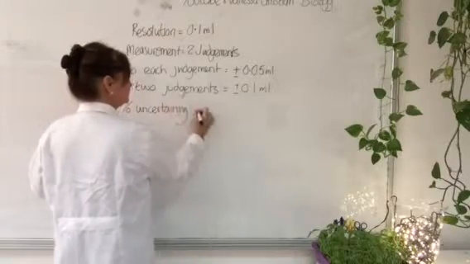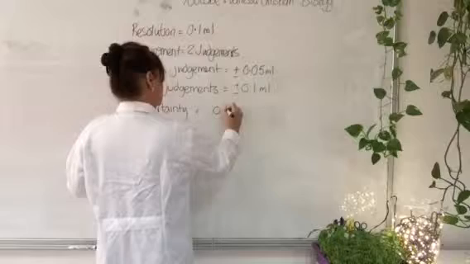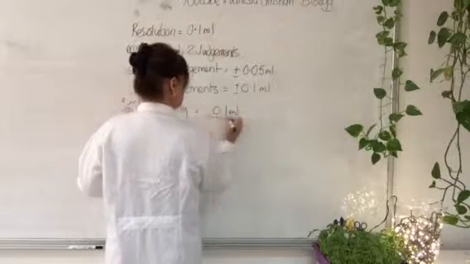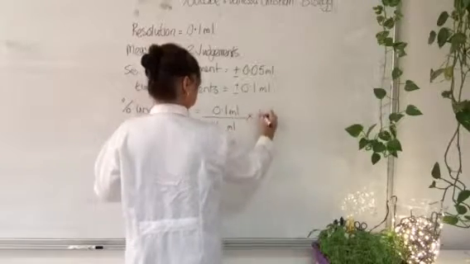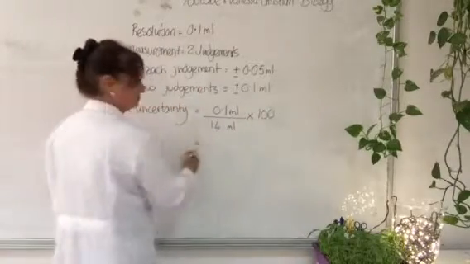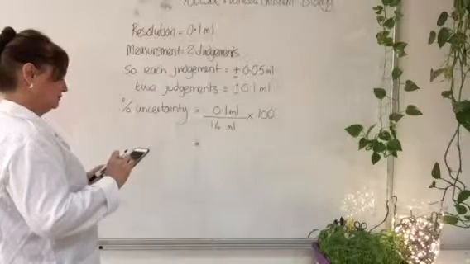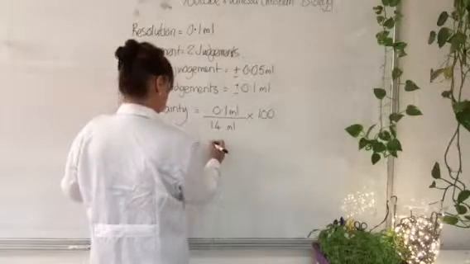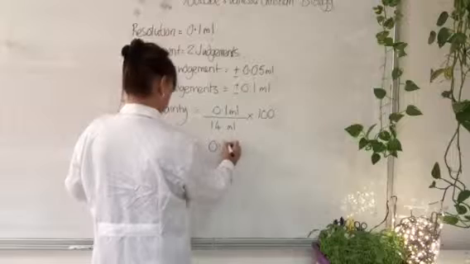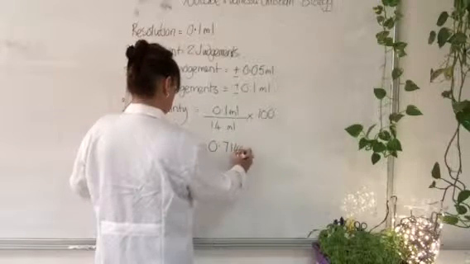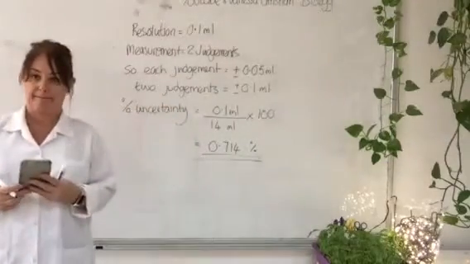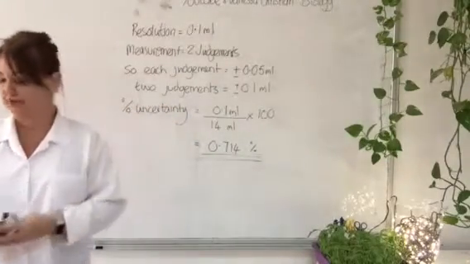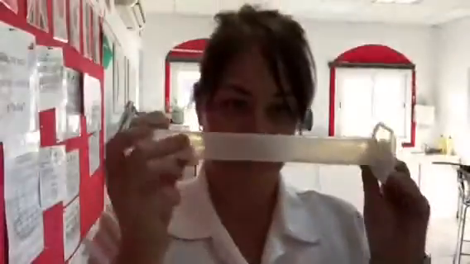If we want to consider our uncertainty relative to the amount of liquid that we measured, then we're going to work out our percentage uncertainty, which is basically our uncertainty divided by the amount of liquid, our value, which in this case was 14 mLs, times 100, and that gives us a value of plus or minus 0.714%.